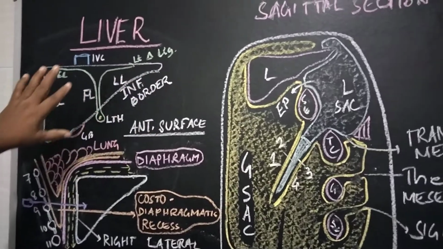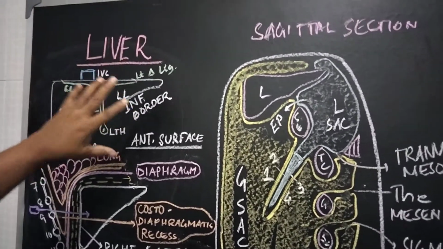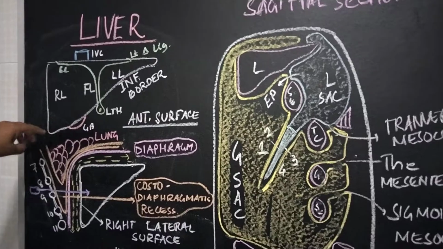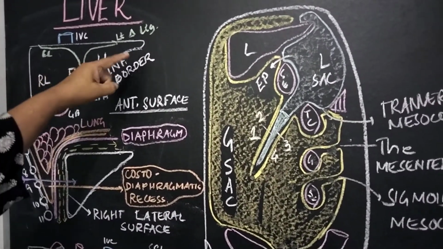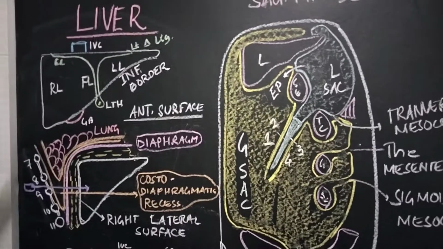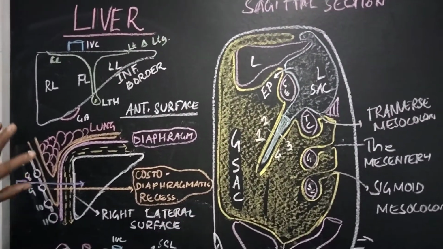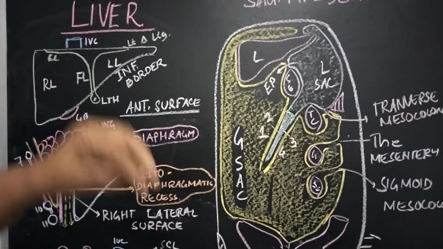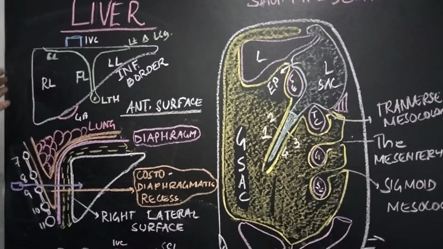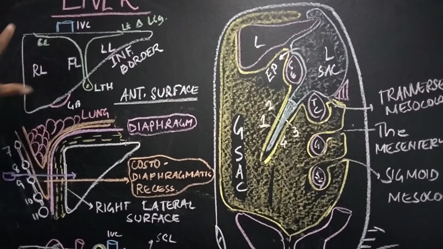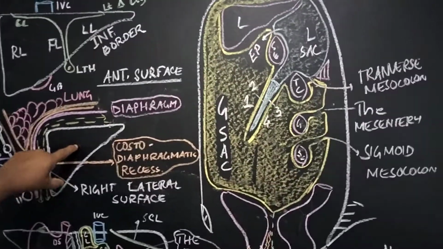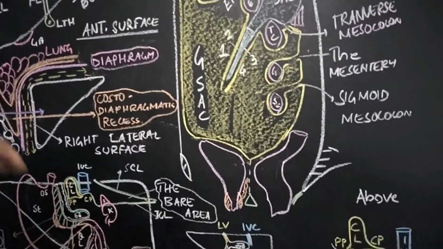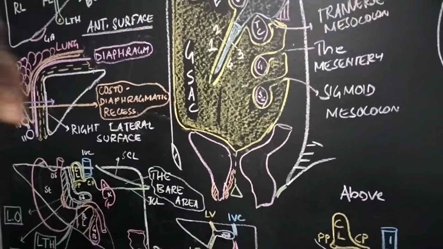compared to other borders. Liver is a 5-letter word, so everything will be having 5. There are 5 borders, of which this border is very important, which is very sharp. Posterior superior and posterior inferior borders are the borders which we will see during the reflection of the peritoneum, and there is a right and the left border. Okay. Surfaces are also 5. This is the anterior surface, right lateral surface, posterior inferior surface and superior surface. So 5 surfaces are there.